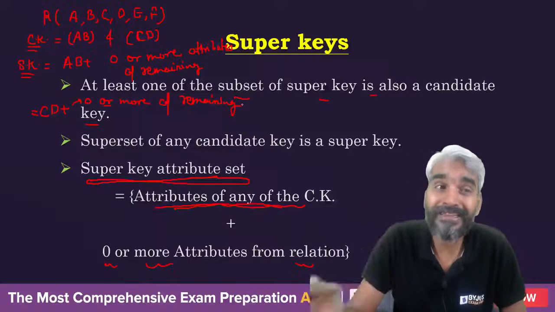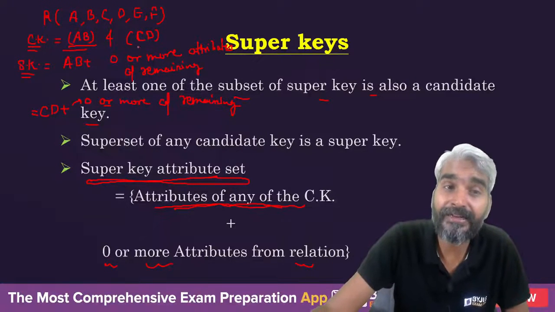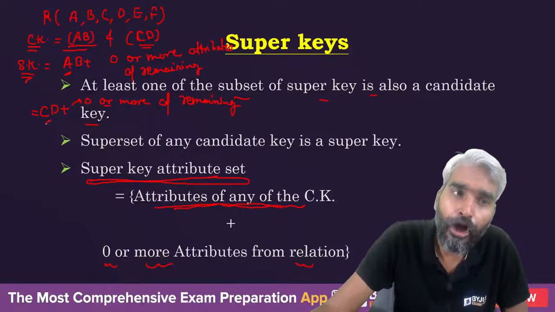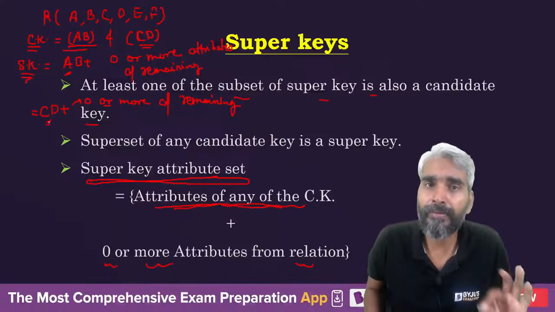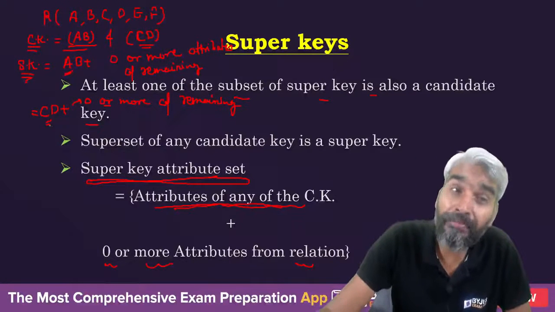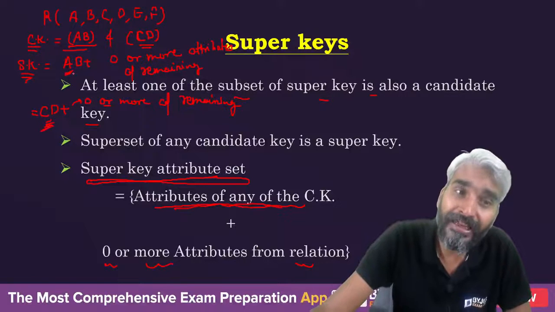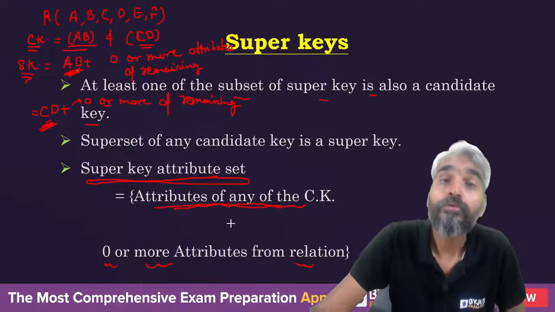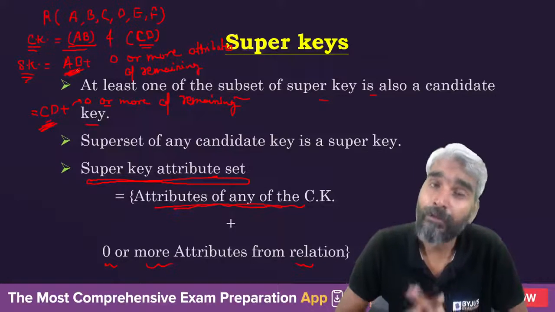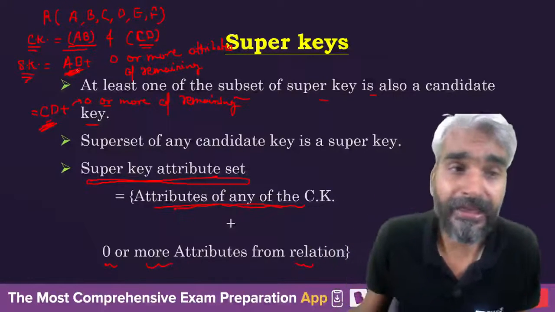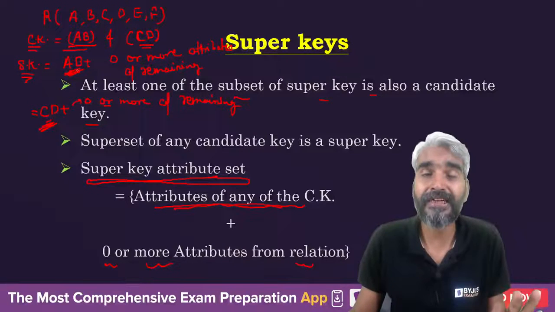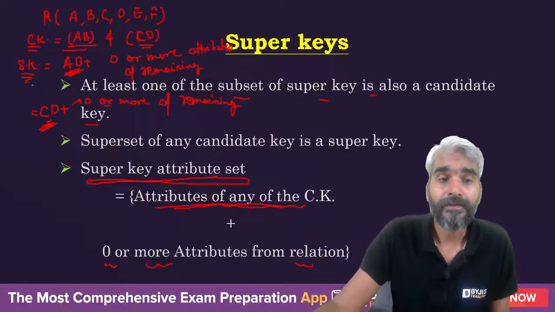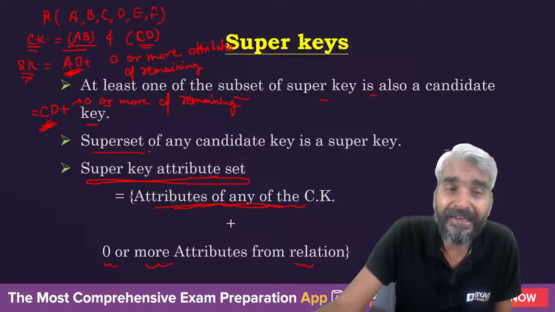Now let's try to understand. These are the only candidate keys. This is one candidate key, this is another candidate key. So in every super key, either AB will be present or CD will be present. Along with AB, CD may also be present. Along with CD, AB may also be present. But at least one of these two sets, AB or CD, will be present in every super key. That's for sure. Or you can say a superset of any candidate key.